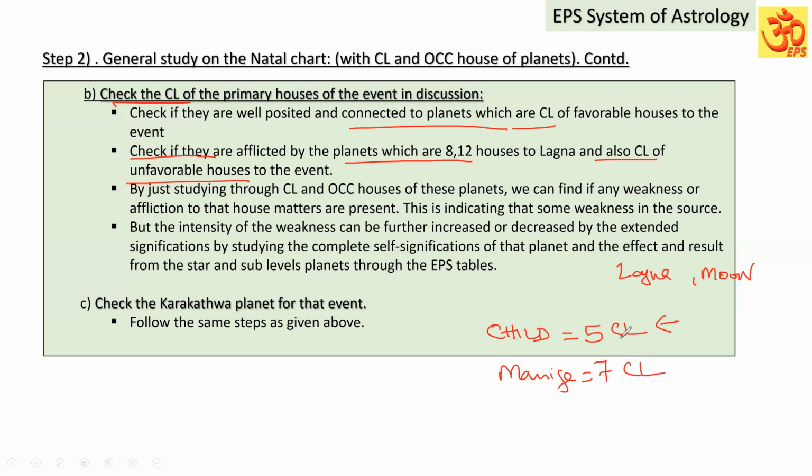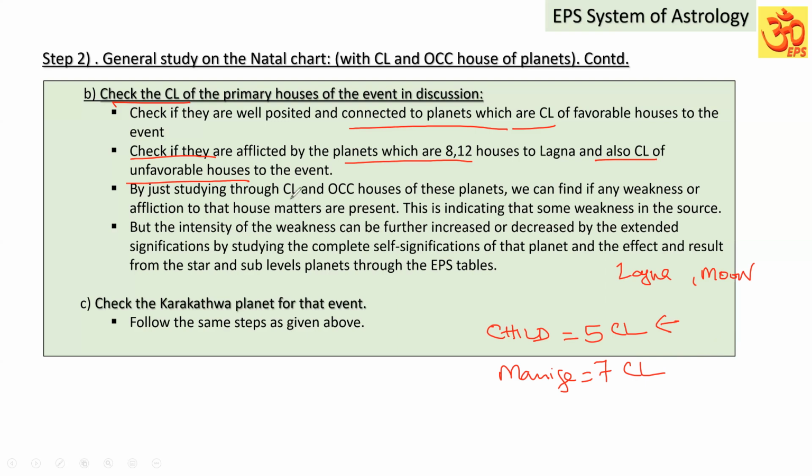If in the source, the 5th cuspal lord is not afflicted by these unfavorable houses, but only in the extended signification it is indicating weakness, that impact is going to be comparatively lesser, because in the source it is good, and only in the result or effect is it going to be unfavorable. So that is going to indicate a problem in the execution and the results. But if in the source itself it is unfavorable, whatever unfavorable influence it is getting through the star level and sub level, that impact is going to be more. I hope you have understood.